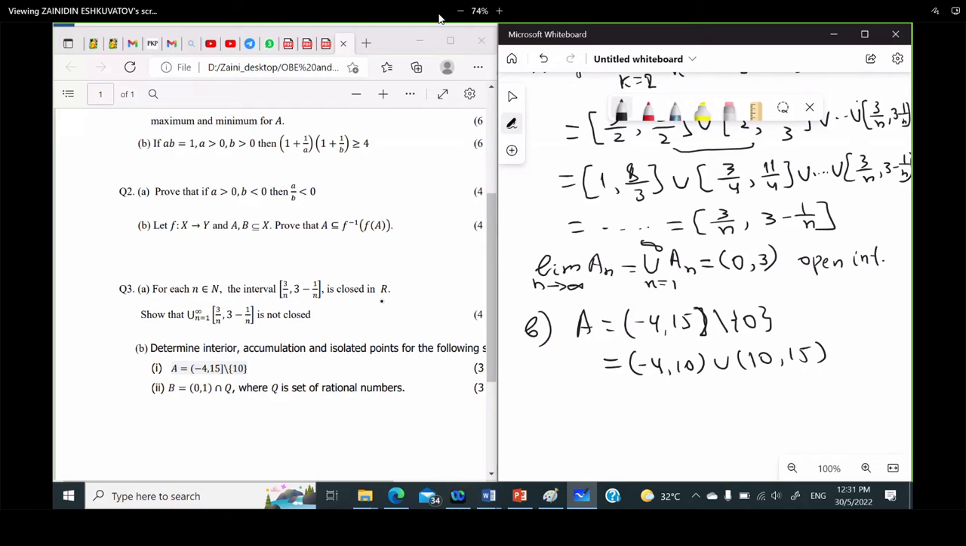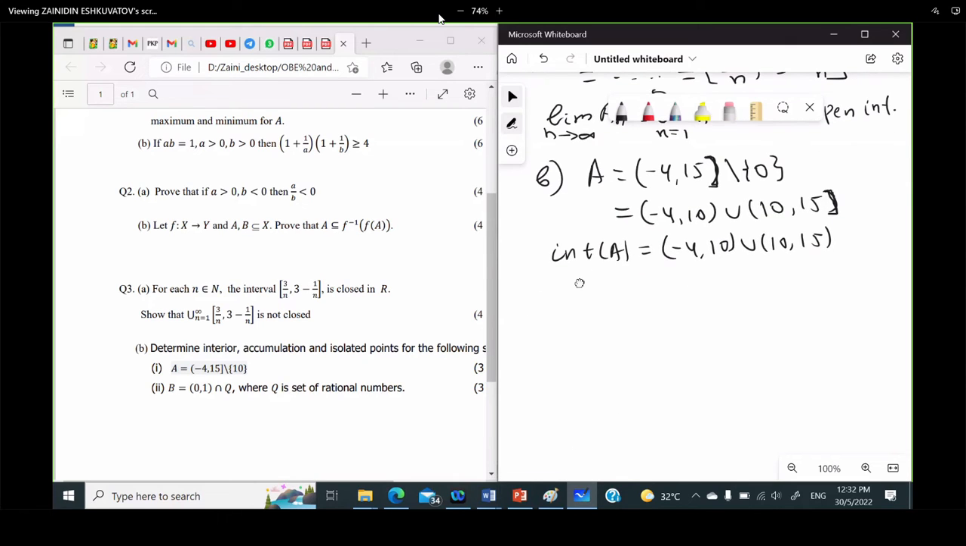Now what about the interior, which is, we had the interior point, interior of A. We should count all interior of A. I cannot say interior of A is equal to A because, sorry, this one is a closed interval. Now the interior of A is minus 4 to 10, union 10 to 15. This is the interior of A.